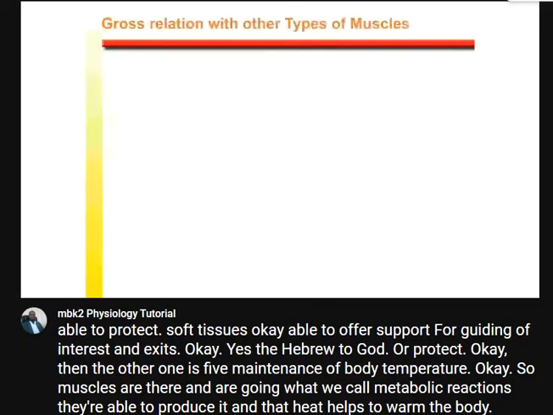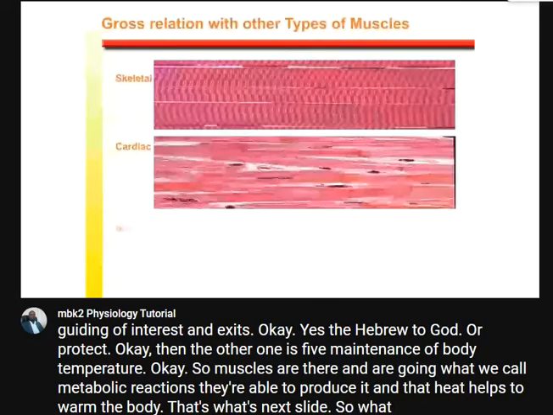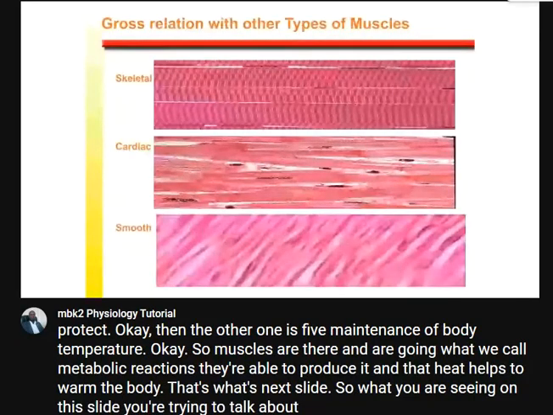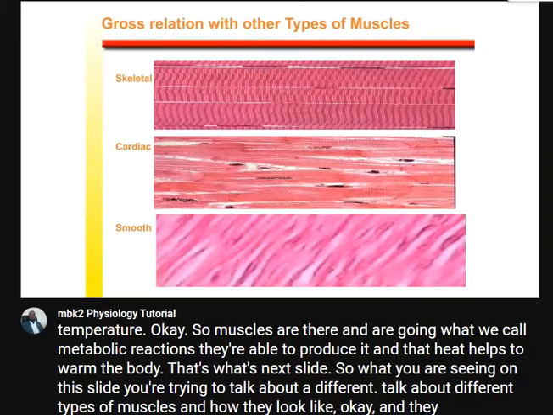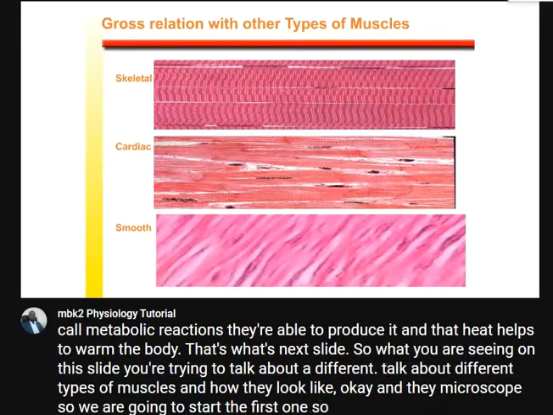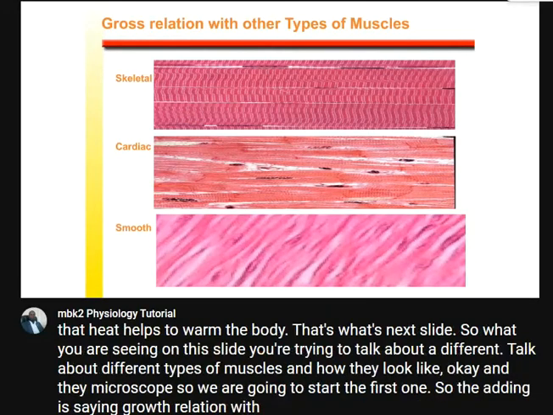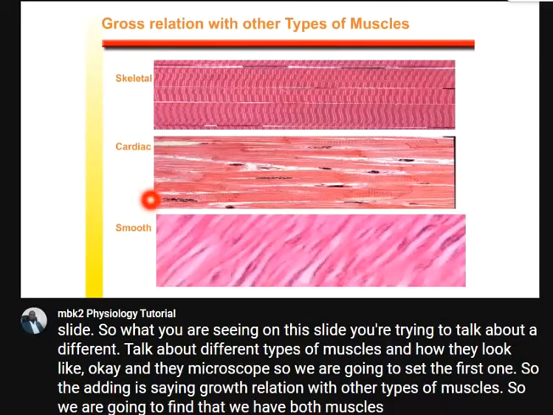Let's go to the next slide. What you are seeing on this slide is the different types of muscles and how they look under a microscope. We are going to start with the first one. The heading says gross relation with other types of muscles. We have skeletal muscles, then cardiac, then smooth.